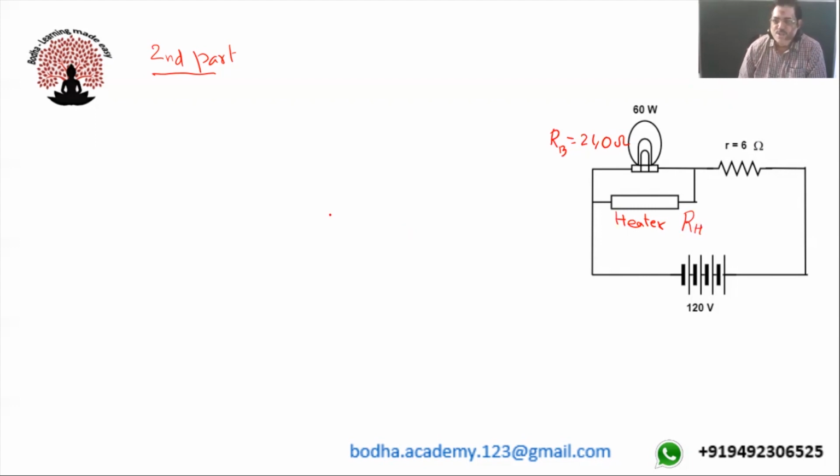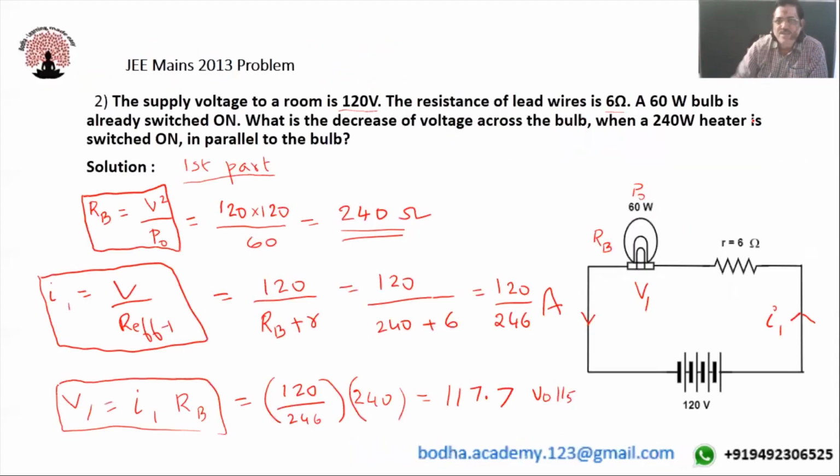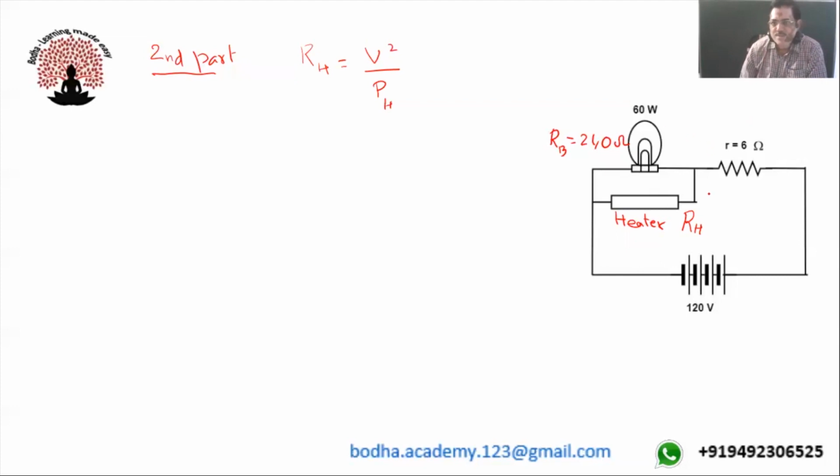Now we are supposed to determine the resistance of the heater. The resistance of the heater is not given. So I can write RH is equal to V squared by the power of the heater. In the problem it is given as a 240 watt heater, so power is nothing but 240 watt.